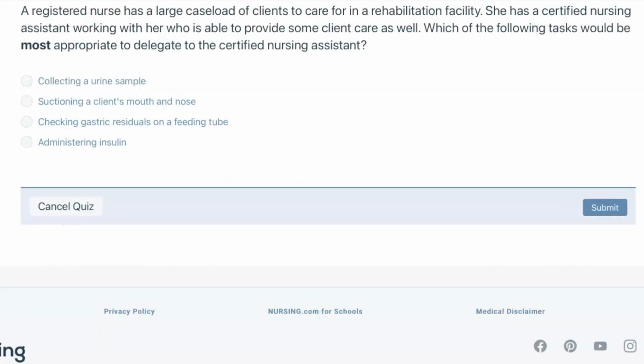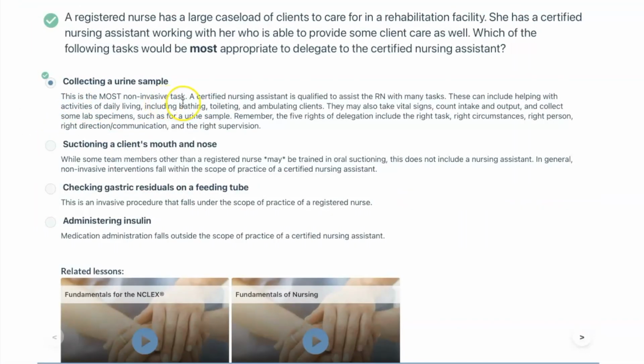A registered nurse has a large caseload of clients to care for in a rehabilitation facility. She has a certified nursing assistant working with her who is able to provide some client care as well. Which of the following tasks would be most appropriate to delegate to the certified nursing assistant? Administering insulin? No. Checking gastric residuals on a feeding tube, suctioning a client's mouth and nose, collecting a urine sample. This is the most non-invasive task a CNA is qualified to assist.